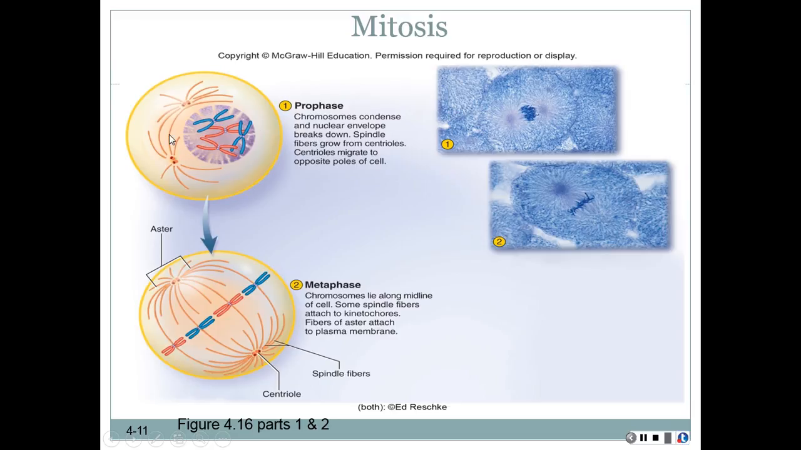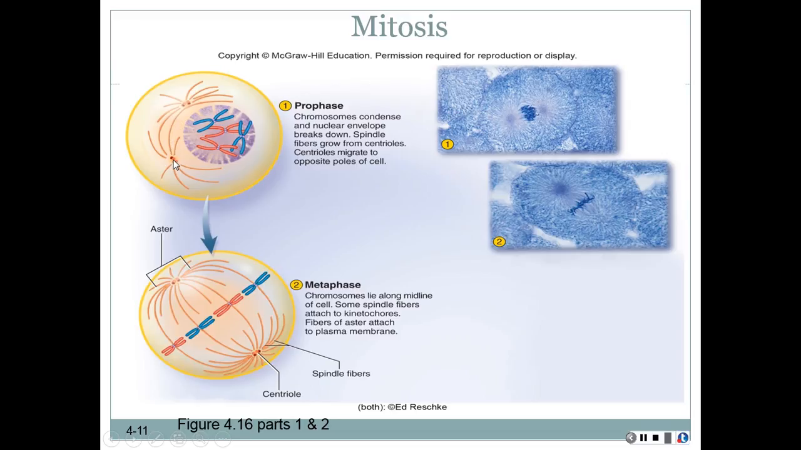Now the centrioles, which are these here, sprout elongated, what are these called again? Oh, microtubules, that's right, called spindle fibers. So here are our centrioles, and here are our spindle fibers. And these are going to push the centrioles apart.